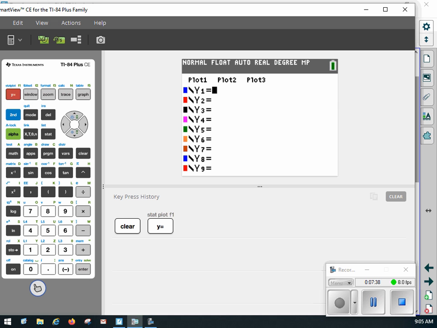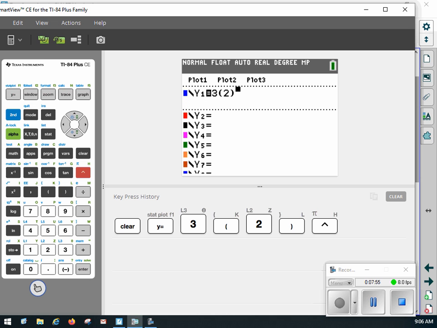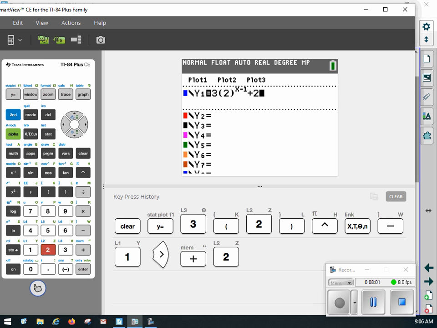Okay. What you're going to do is type in that equation just like it is on your paper. 3 times, I can't even remember what it was. 2 to the x minus 1? You need to get in your calculator looking just like that.